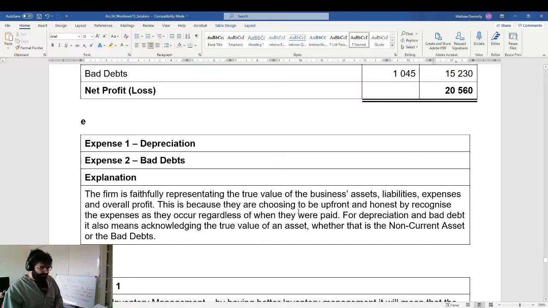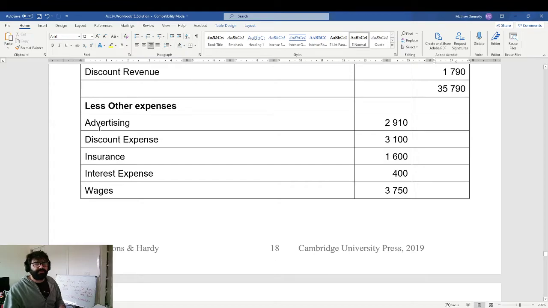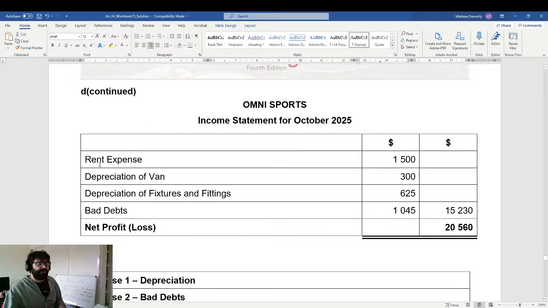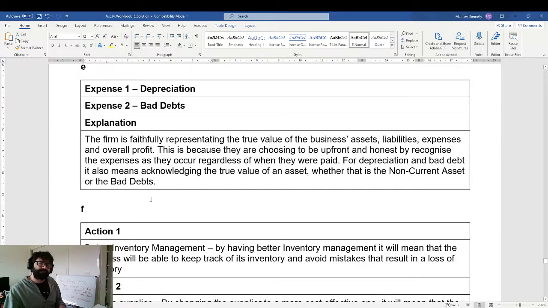E, referring to two expenses, explain the ethical considerations of recognizing and reporting any balance date adjustments. So we picked depreciation and bad debts, but you could have picked anything from the expenses. You could have picked advertising because you're reporting what really happened. Rent expense, acknowledging the expense happens every month, not just in one lump sum.